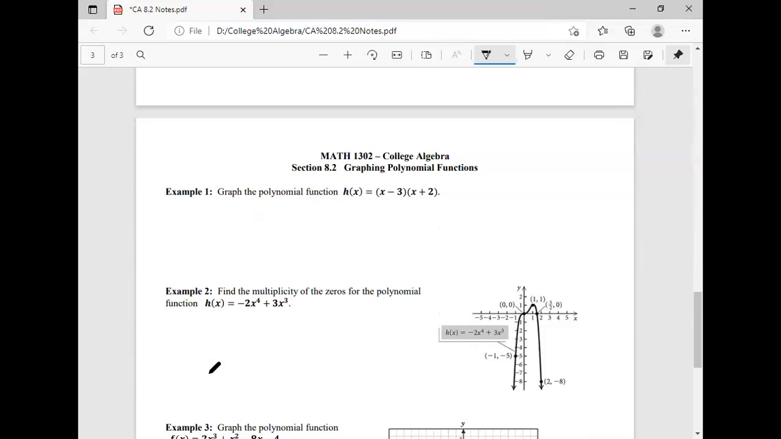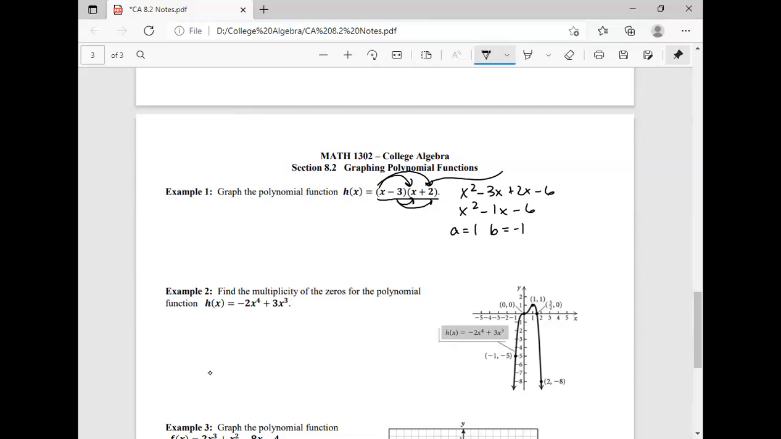We're not trying to make it look perfect, but if we wanted just a basic picture of what our graph needs to do, if you're given this, you should know that if you FOIL this out, when you do first, outer, inner, and last here, you would get x squared minus 3x plus 2x minus 6. So x squared minus 1x minus 6. Okay, so A is 1, B is -1, C is -6. I'm just pointing out some things that we should know about this graph.